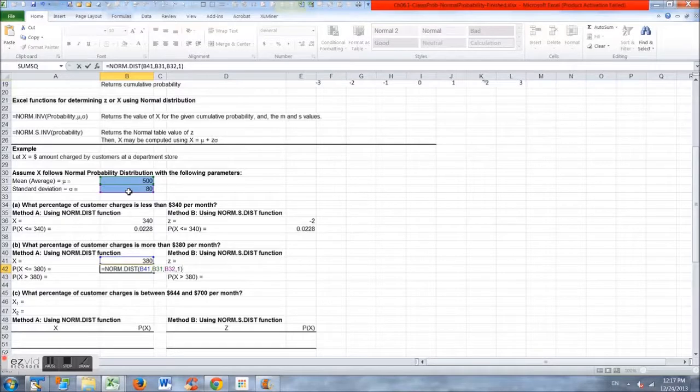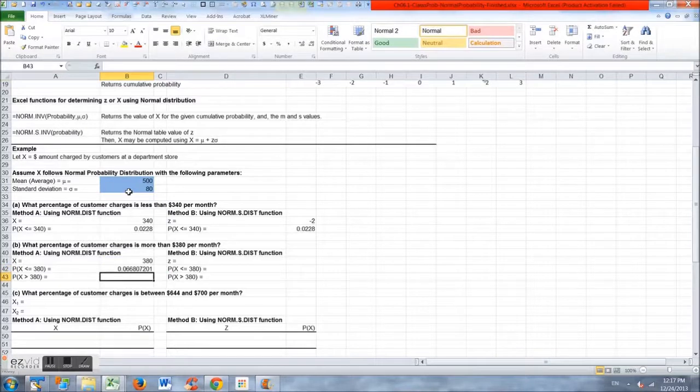but that's not the final answer for this question. So we want the other side, greater than 380, so we need to do 1 minus the probability that x is less than or equal to 380. So that becomes our final answer.